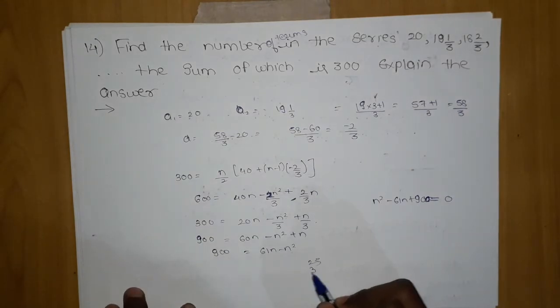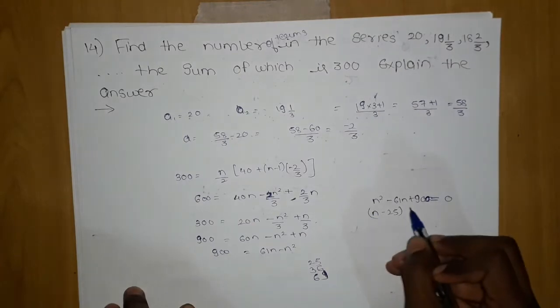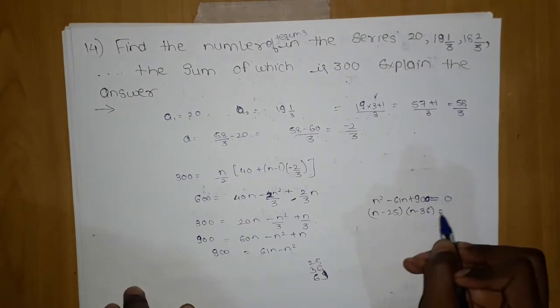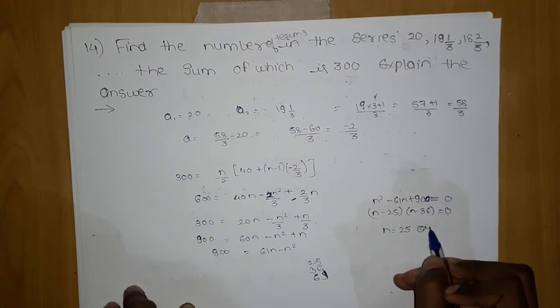25 plus 36 is what? 11. Okay, 3 plus 6 is 5. So its roots are n minus 25 and n minus 36, which should be equal to 0. So we are getting n is equal to 25 or n is equal to 36.